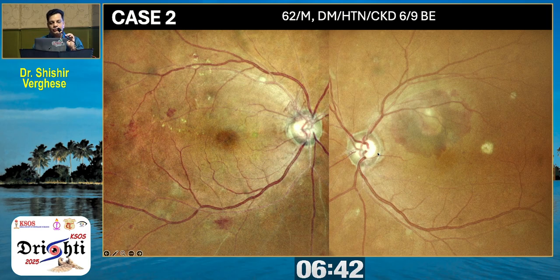This is case 2, a proliferative diabetic retinopathy patient, 62-year-old male, DM, HT and CKD, on a wheelchair, on dialysis 3 times a week. So he had 6/9 vision in both eyes. In the right eye, you can see the classic changes of diabetic retinopathy, hard exudates, these hemorrhages, and also you can see some sclerosed vessels inferiorly.